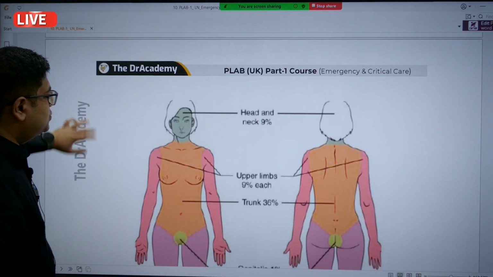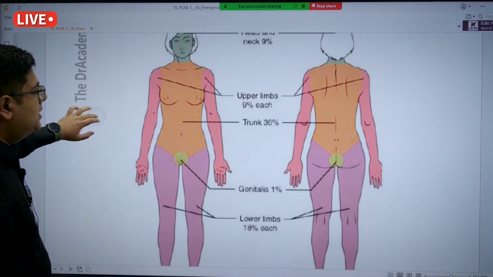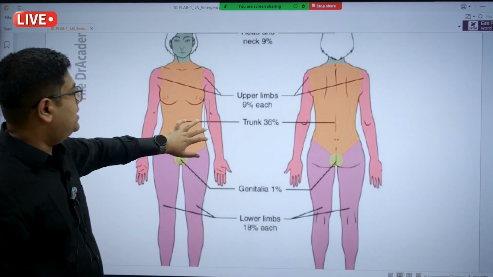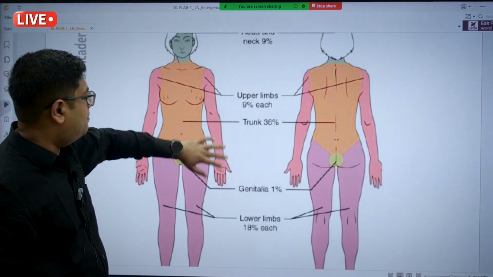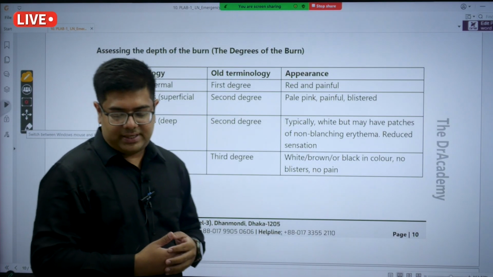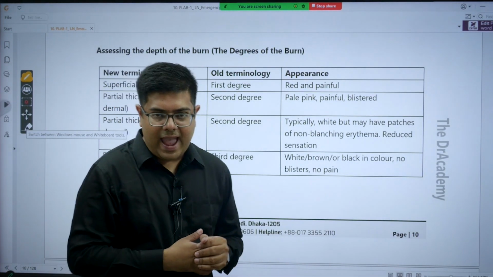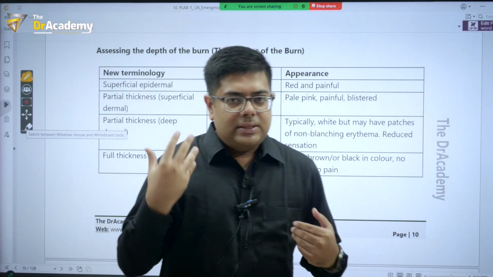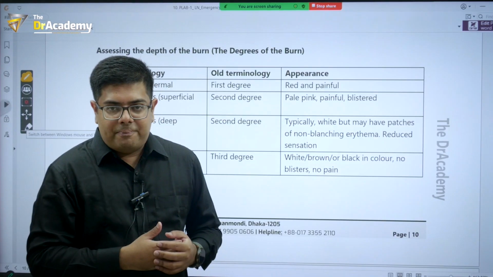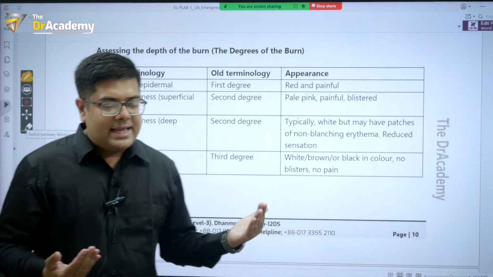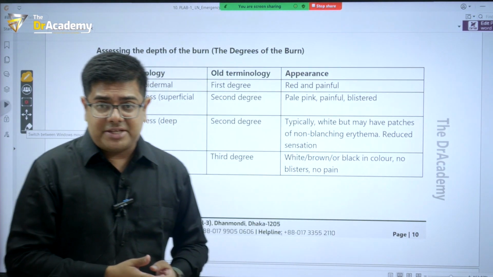Okay, Wallace's rule of 9. Here you can have a pictorial representation of Wallace's rule of 9. This is head and neck, upper limbs, trunks. So now the depth of burns. This is very important. At first we have to measure the amount of body surface area burned from Wallace's rule of 9. Then we have to categorize what type of burn this patient is having.